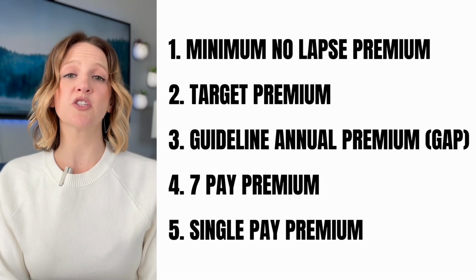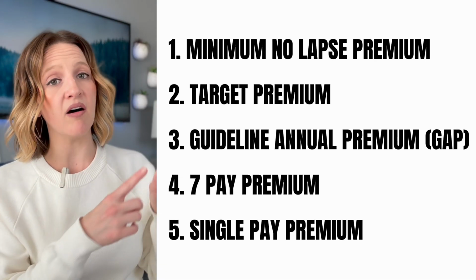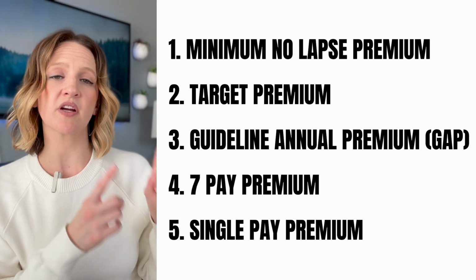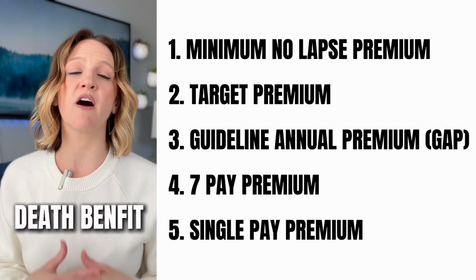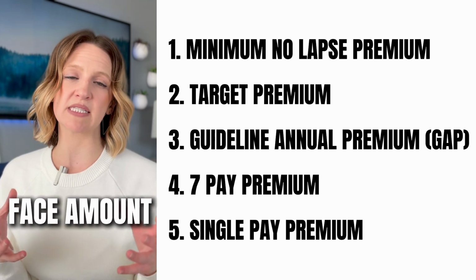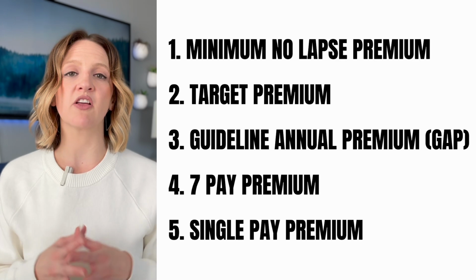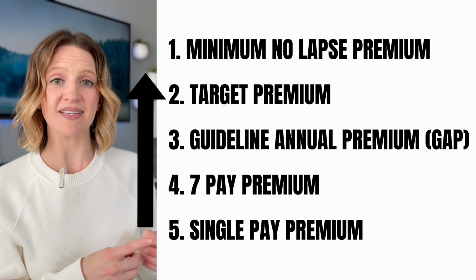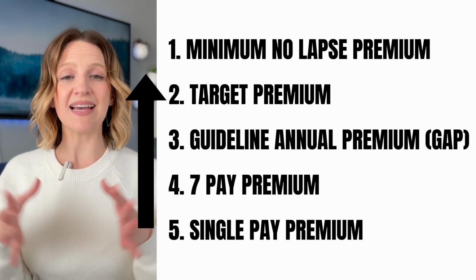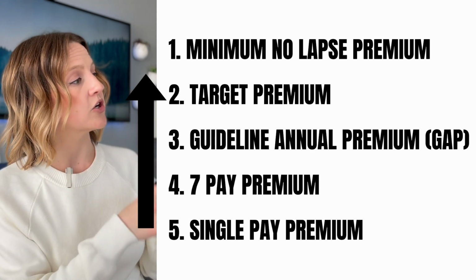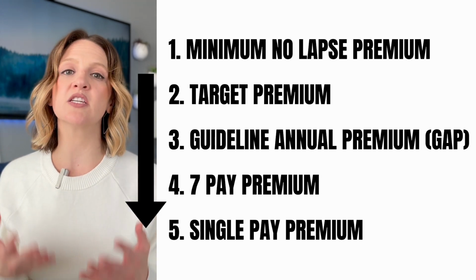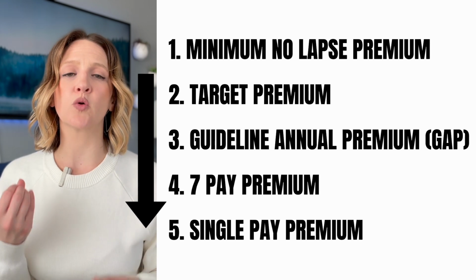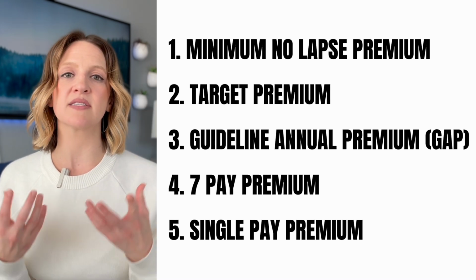Now, it's also important to know what is controlling all of these numbers. These numbers are controlled by the death benefit, or what we call the face amount, the amount of life insurance that the client is purchasing. If the client purchases more life insurance, all of these numbers are actually going to increase. If the client purchases less life insurance, all of these numbers are going to decrease. So if you're trying to control the number, we're going to change the amount of life insurance that the client is getting.